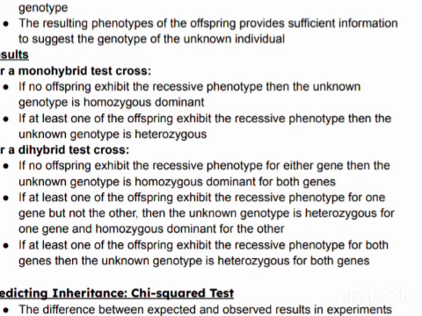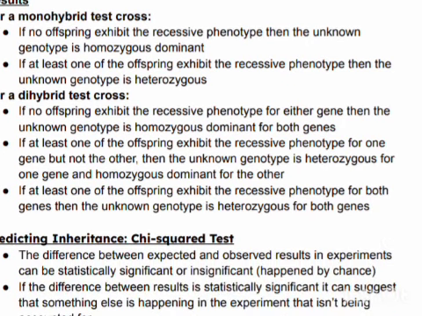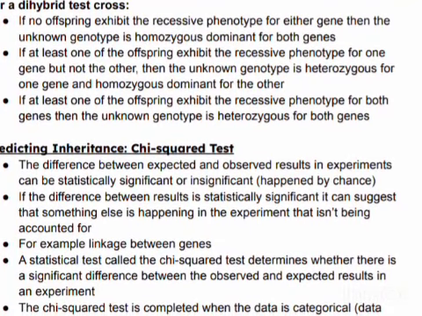So if at least one of the offspring is exhibiting the recessive phenotype for one gene but not the other, then the unknown genotype is heterozygous for one gene. And if at least one of the offspring exhibits the recessive phenotype for both genes, then the unknown genotype is heterozygous for both genes. This is what you need to remember, the results of the test cross.